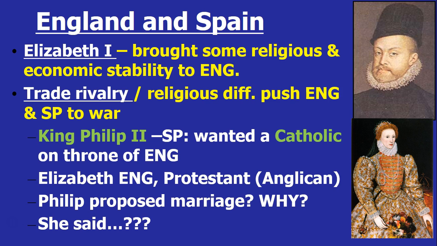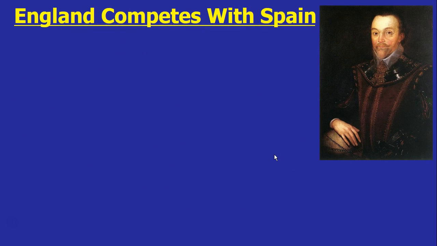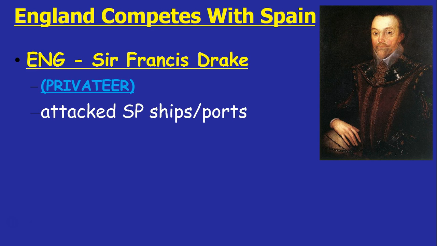Philip proposes marriage to Queen Elizabeth, and she says, get lost. And the reason why? Well, religion. She's Protestant. He's Catholic. And, of course, there's some national identity and national pride there, and she just wasn't interested in getting married and never did. And so, essentially, he ends up marrying one of her half-sisters, Mary, who is also Catholic. But it kind of irks him, and he comes up with another plan to make Catholicism come back to England. England is competing with Spain by employing people like privateers, one of your key terms.